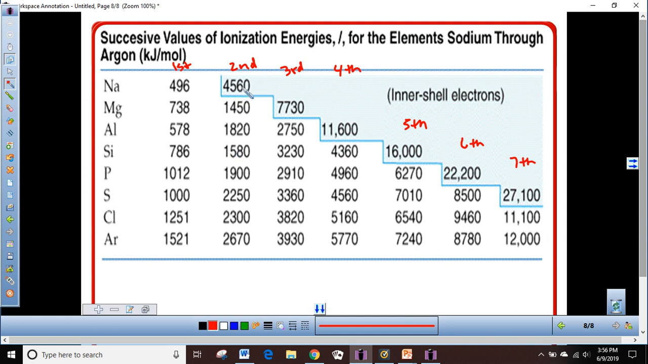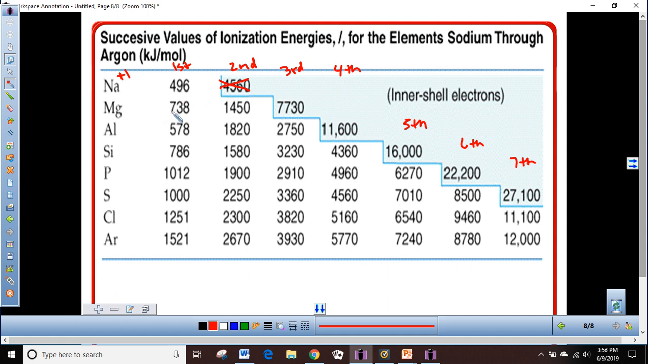4,560. Is that reasonable? Probably not reasonable. See that huge gap in those numbers? This one's not reasonable. And this is why we predict that sodium will have a +1 charge, willing to lose one electron, but probably not willing to lose a second. See the large jump? This is what that's referring to.